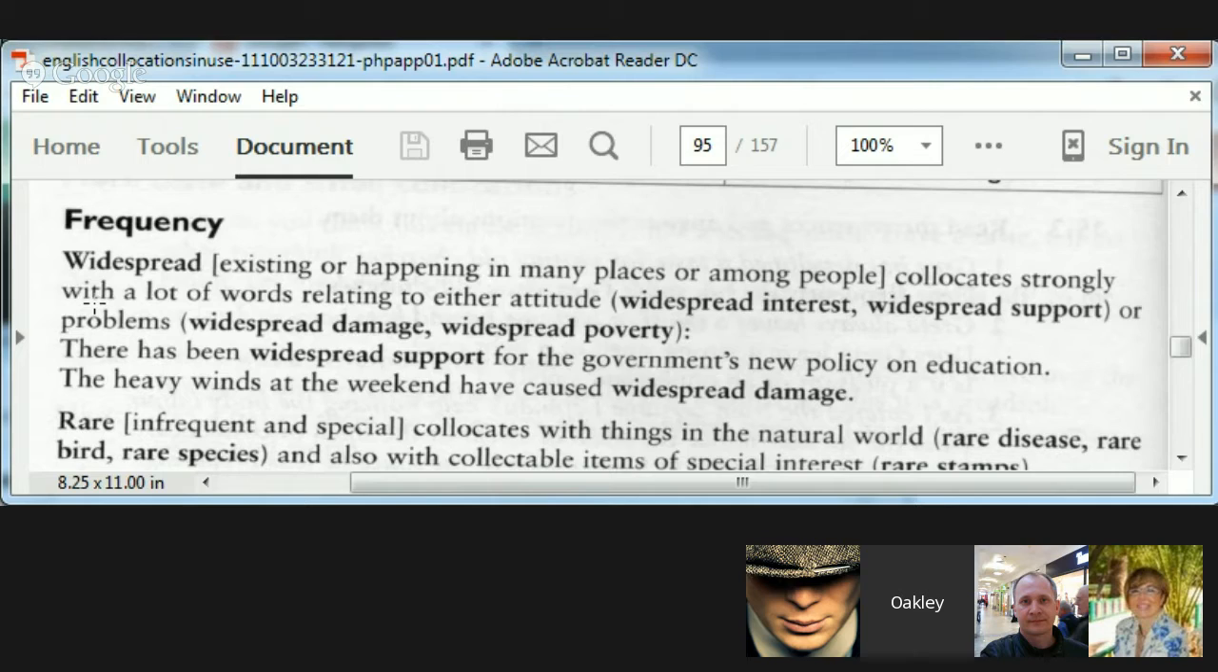Okay, we're looking at collocations and words that we use to talk about frequency next. Okay, Sasha, can you read this sentence?